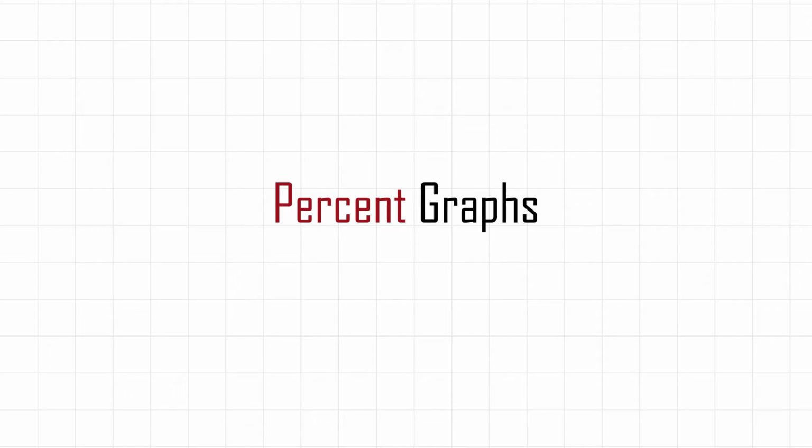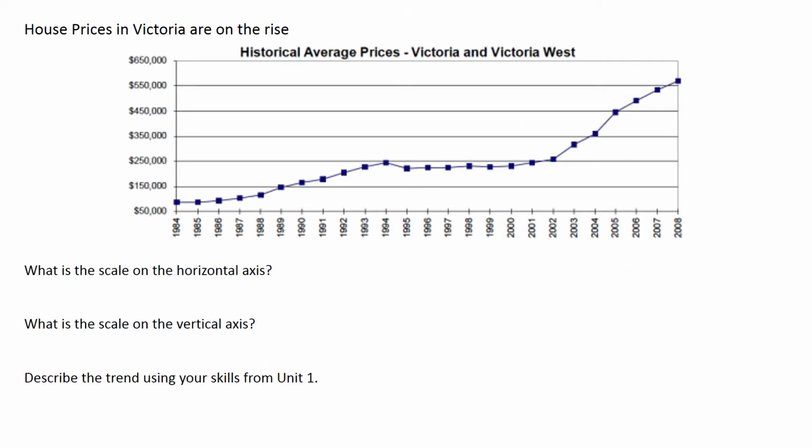So let's take a look at percent and percent changes and how they relate to graphs. If you live anywhere in Victoria or Vancouver and followed the news at all, you know that housing prices have increased tremendously in the last little while, and it's been in the news quite a bit. So we're going to take a look at this graph, which tells you something about the average prices of a house in Victoria or in Victoria West.